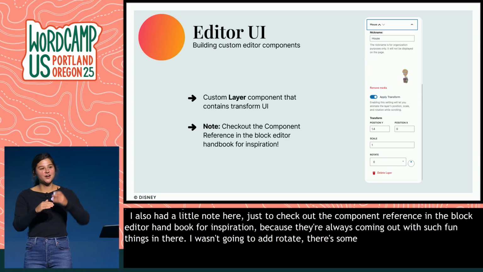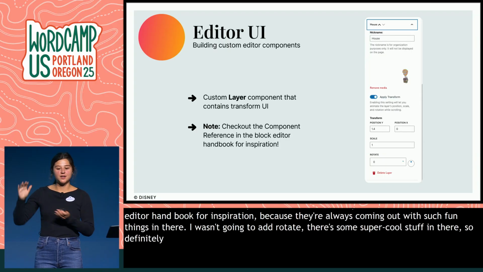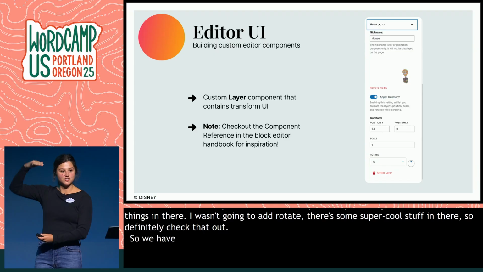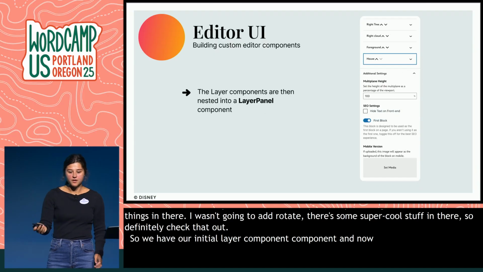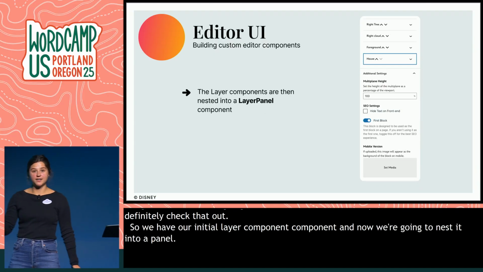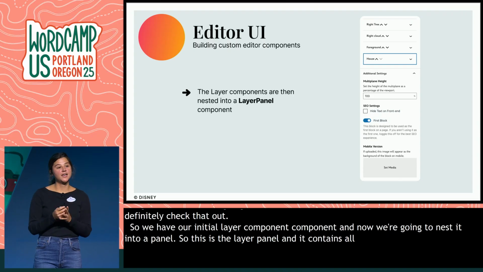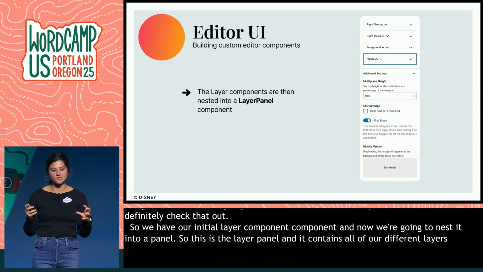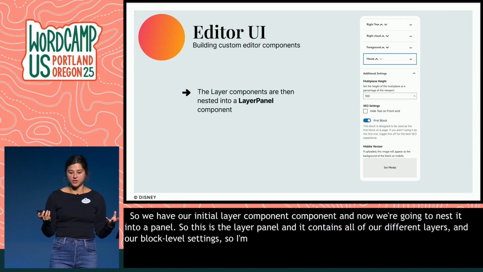So we have our initial layer component, and now we're going to take this layer component and nest it into a panel. So this is the layer panel, and it contains all of our different layers and our block level settings. So I'm just going to go through these fairly quickly.